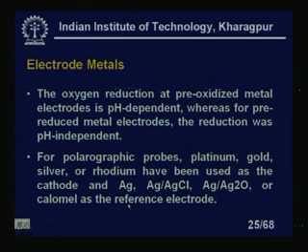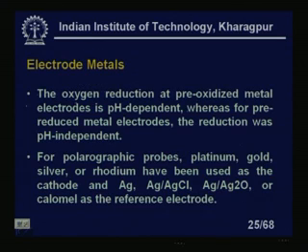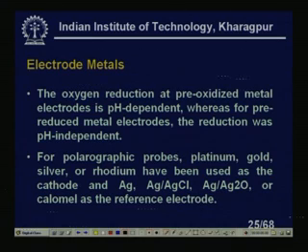For polarographic probes, platinum, gold, silver or rhodium have been used as a cathode, and silver chloride, silver oxide (Ag2O), or calomel is used as a reference electrode. Please note, it is Ag2O, with the 2 in subscript.